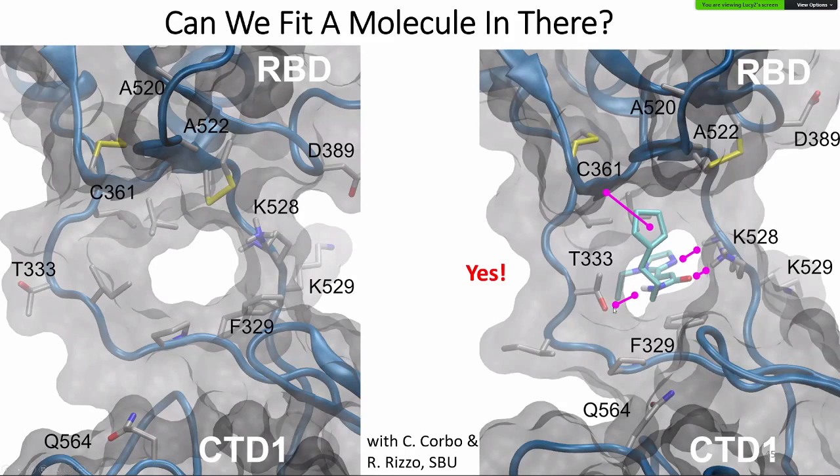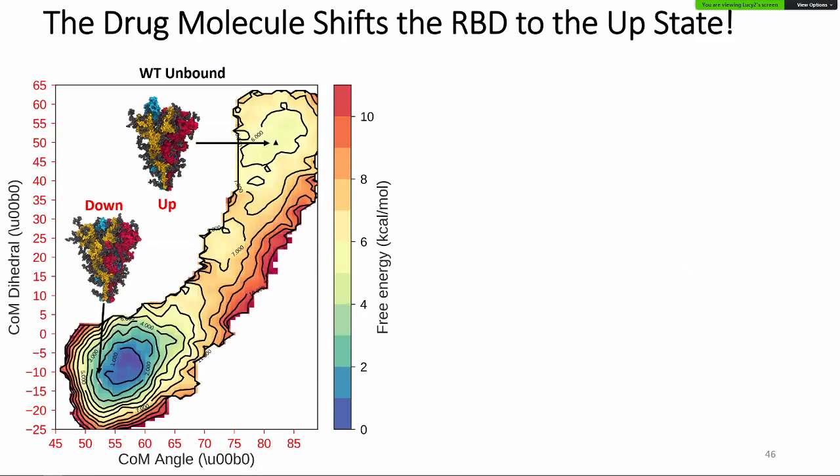They had charge-charge interactions between this threonine and this amine group over here. There's hydrogen bonding with the protein backbone. There are hydrophobic interactions between this ring system and hydrophobic residues over here. So it seemed to be checking all of the boxes, right? We wanted to see, would it do what we originally wanted it to do? Would it lock the receptor binding domain in that up conformation?